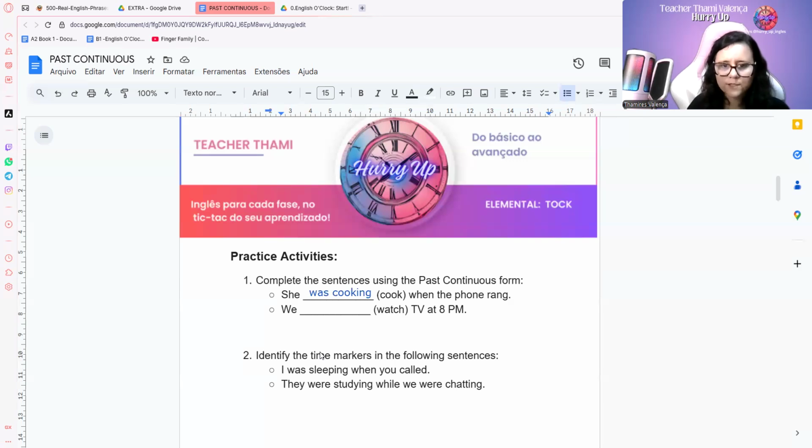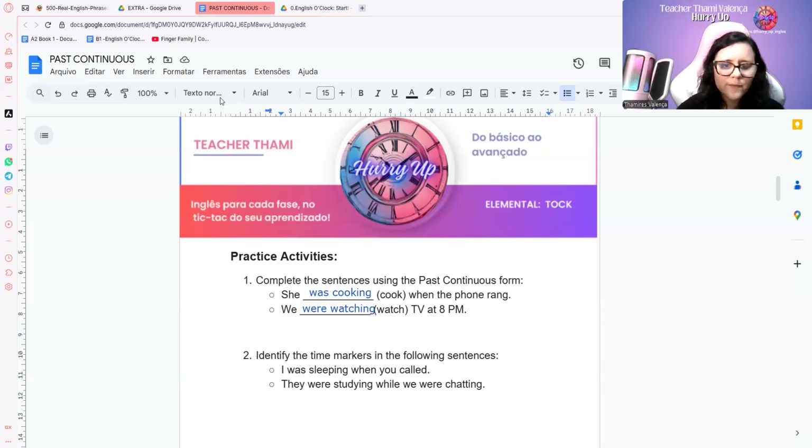The verb is watch TV at 8 p.m. We were watching. We were watching TV at 8 p.m. Here in this sentence, we were watching TV at 8 p.m. The action was happening at a certain moment in the past. The action was in progress at a certain moment in the past.